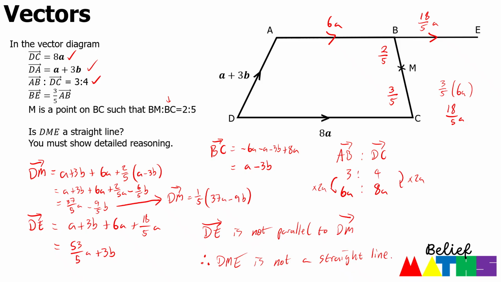Okay, so that tells us straight away, even easier to spot, we can see that our A's are positive and our B's are negative, so they can't be a straight line. So therefore we can say that that's not a straight line.